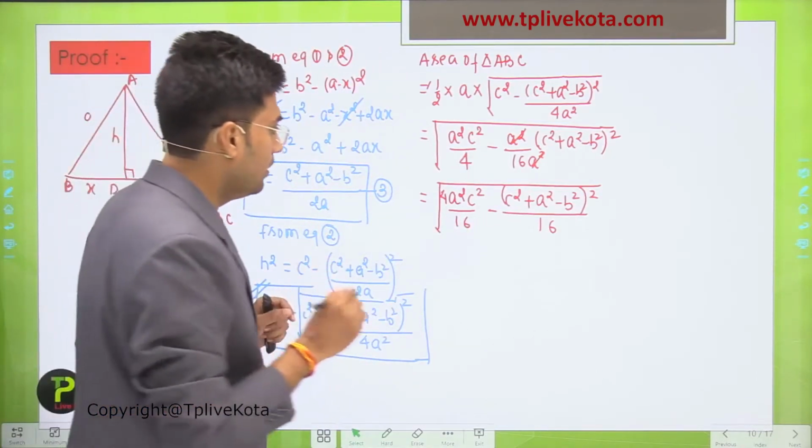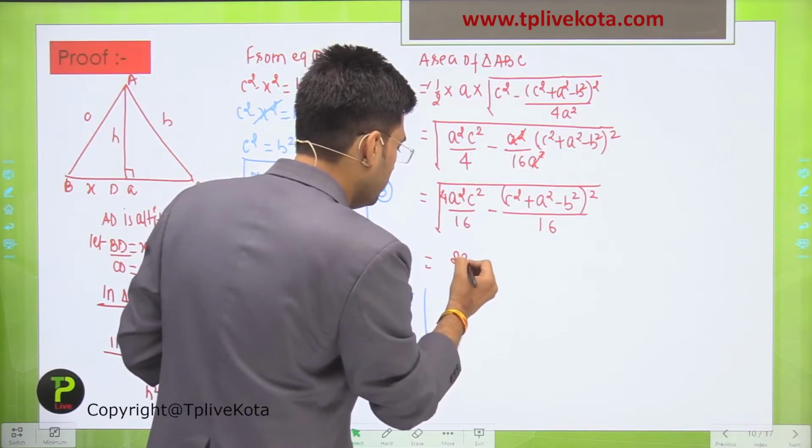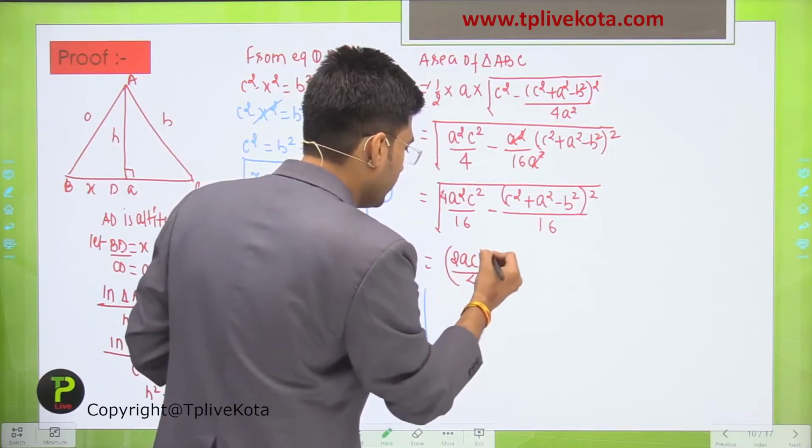Clear? Now we can write it as (2ac divided by 4) whole square.